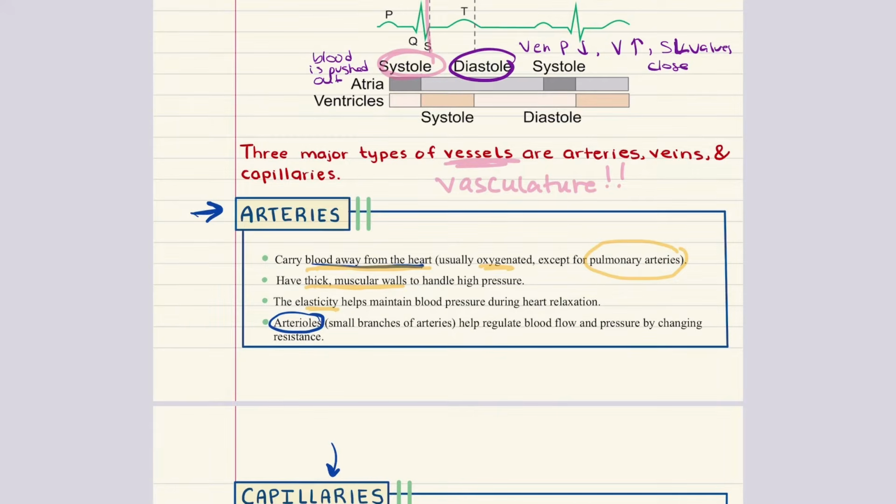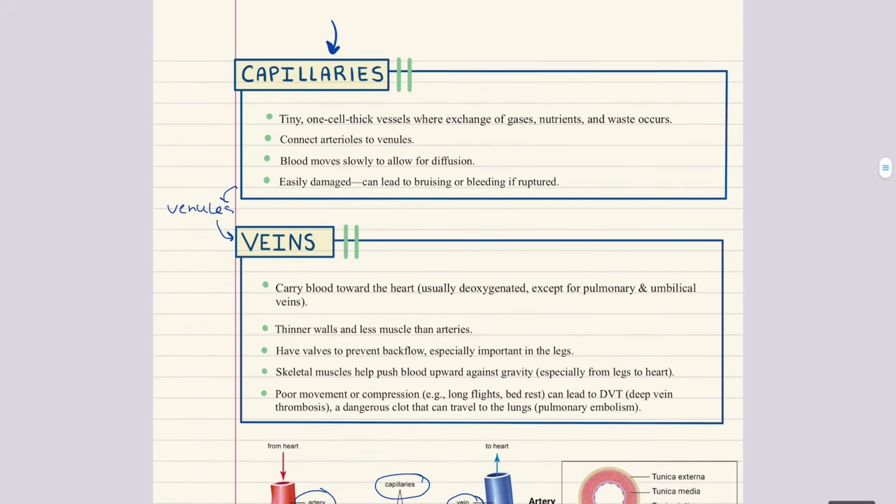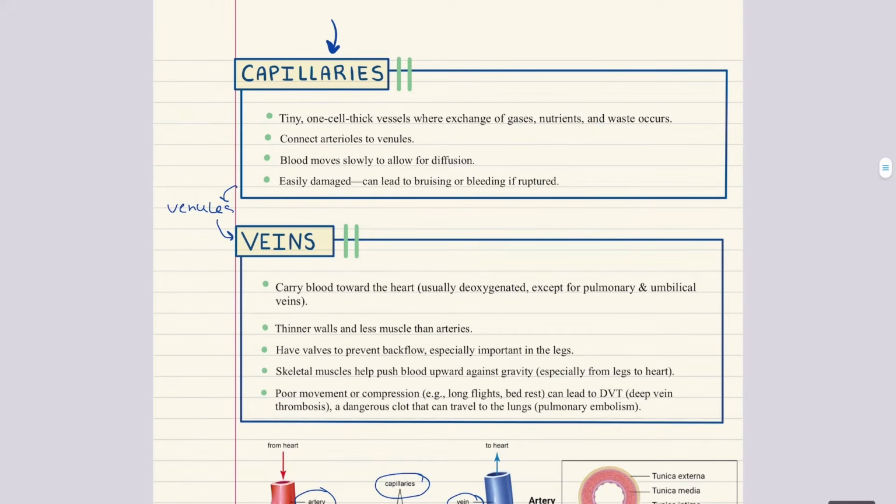As arteries branch out and become smaller, they form arterioles. Arterioles still have muscular walls, but their main role is to regulate blood flow and pressure by changing their diameter. They essentially create resistance in the system, and that's important for directing blood to the tissues that need it the most. Next, we reach the capillaries, which are the smallest and thinnest blood vessels in the body.